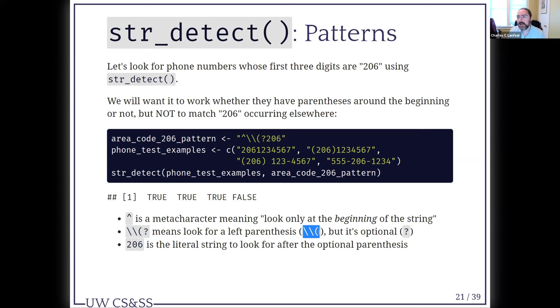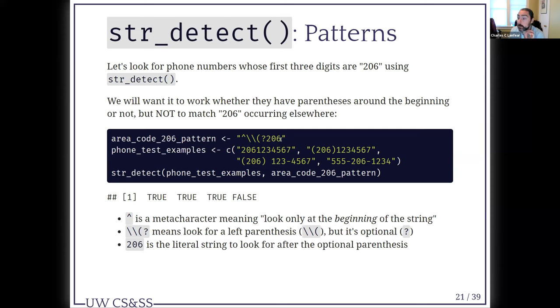This says, okay, I'm looking for an actual parenthesis, not the metacharacter parenthesis. So I do two slashes to escape it. The thing is, some phone numbers have that parenthesis, but some do not. If you add a question mark after a component of a regular expression like this, it makes it optional. This says, if you find a parenthesis there, match it. If there's no parenthesis, that's okay. Keep moving on to the next part of the regular expression. The next part of the regular expression is the literal characters 206.